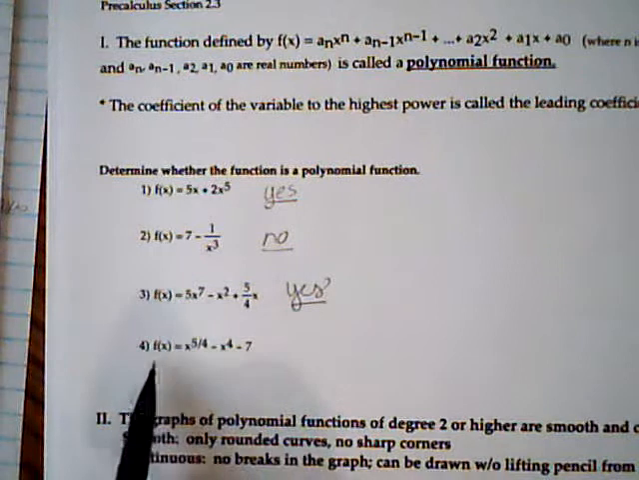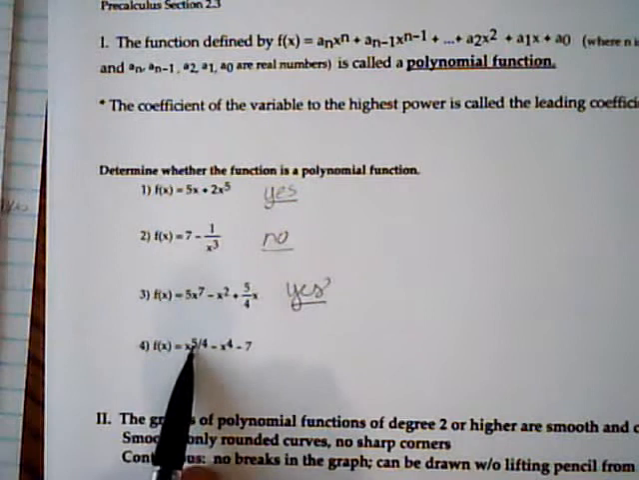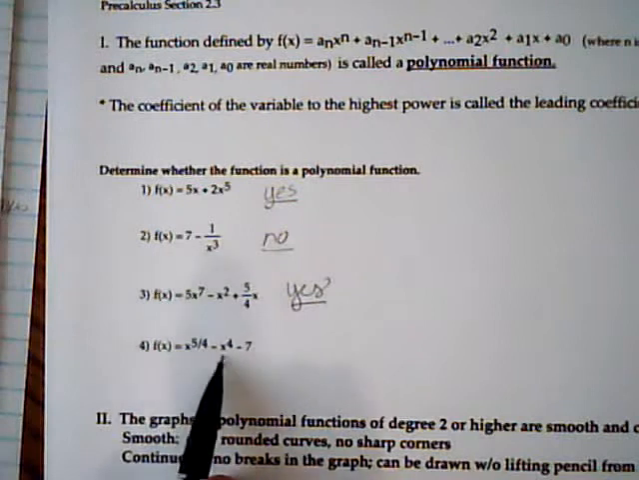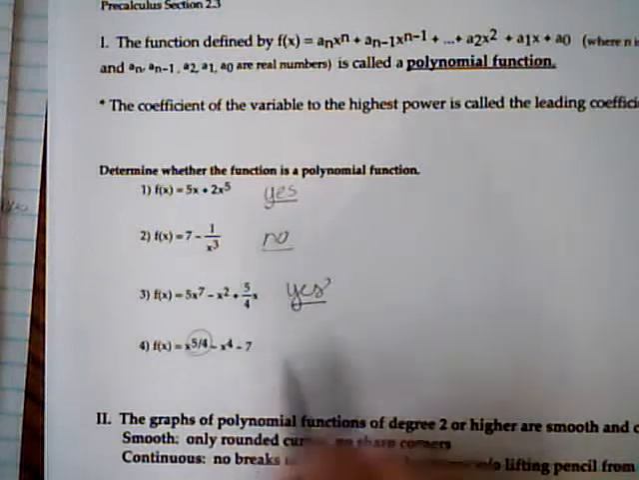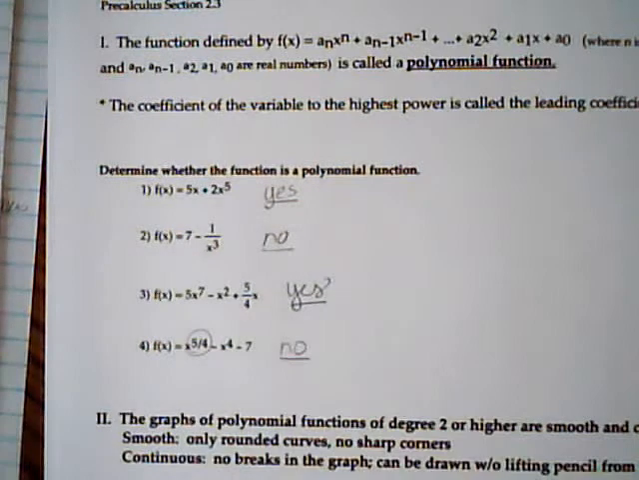Number 4, f of x equals x to the 5/4 minus x to the 4th minus 7. Because we have a fractional exponent, this is not a polynomial function.